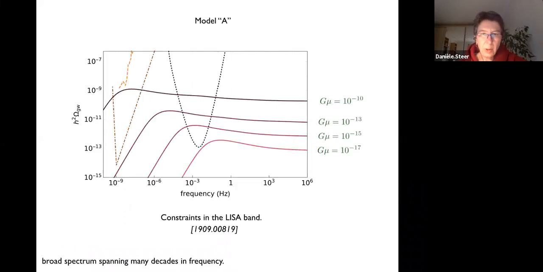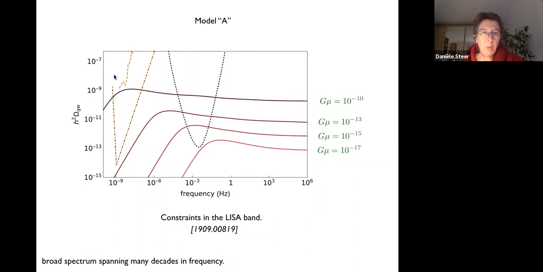So here's a prediction for the stochastic gravitational wave background as a function of frequency for Model A. The only thing which is varying between these different curves is the one parameter of the theory, which is the energy per unit length of the string, which I remind you is related to the temperature or the energy scale of the phase transition which produces strings. So here's the sensitivity curve of LISA. Here's the sensitivity curve of pulsar timing.